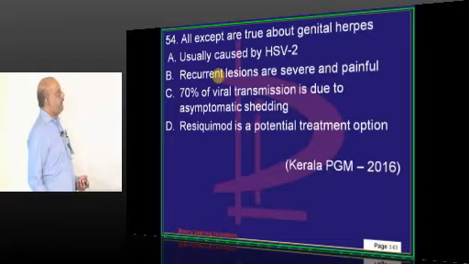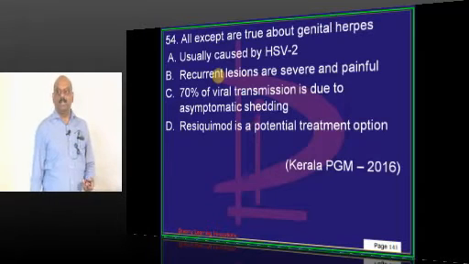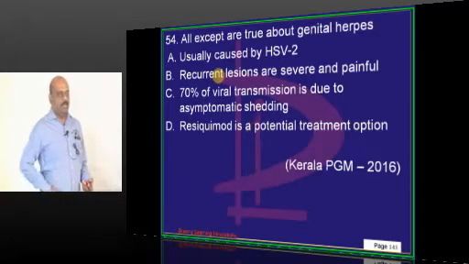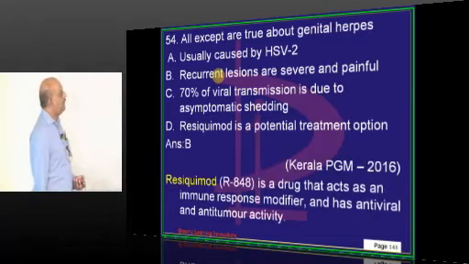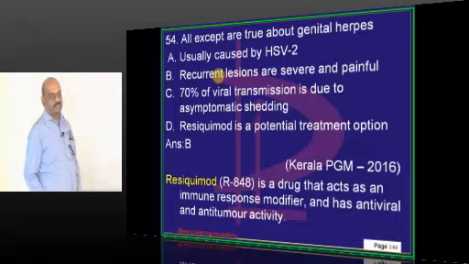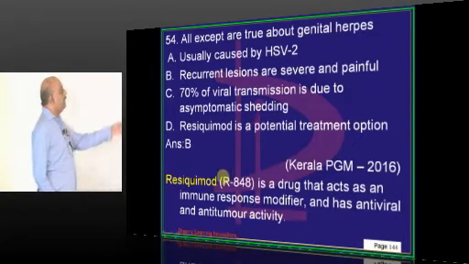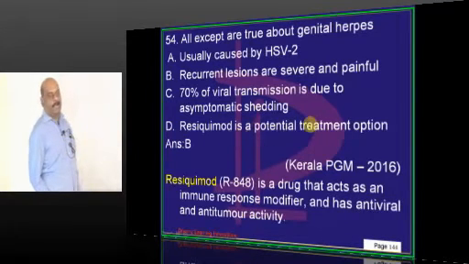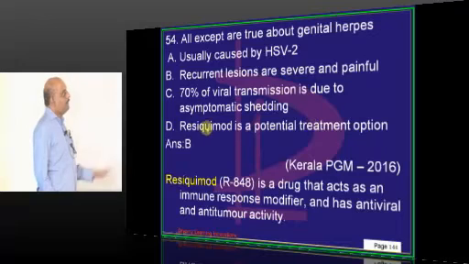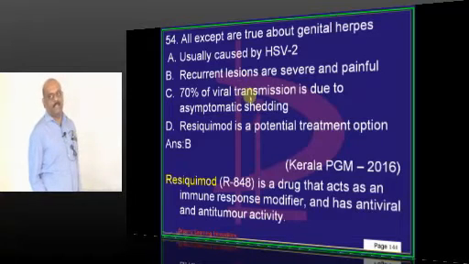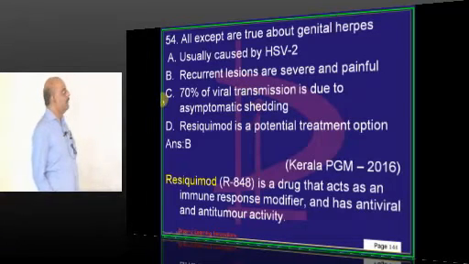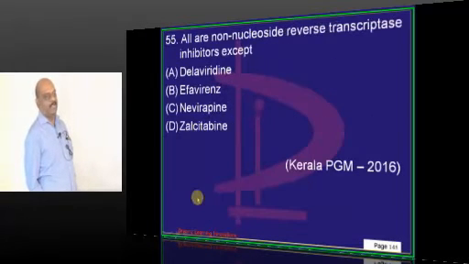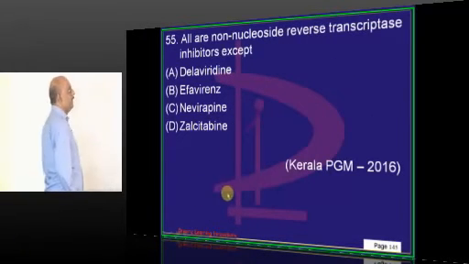Now, genital herpes. Already last time also the same question came. Below the belt line it is HSV2, above the belt line it is HSV1, everybody knows. Recurrent lesions are not painful. Whereas resiquimod is a treatment, that is true. Transmission occurs because of asymptomatic shedding, that is also true. So, this is once more a common sense question. It is not that simple and straight.